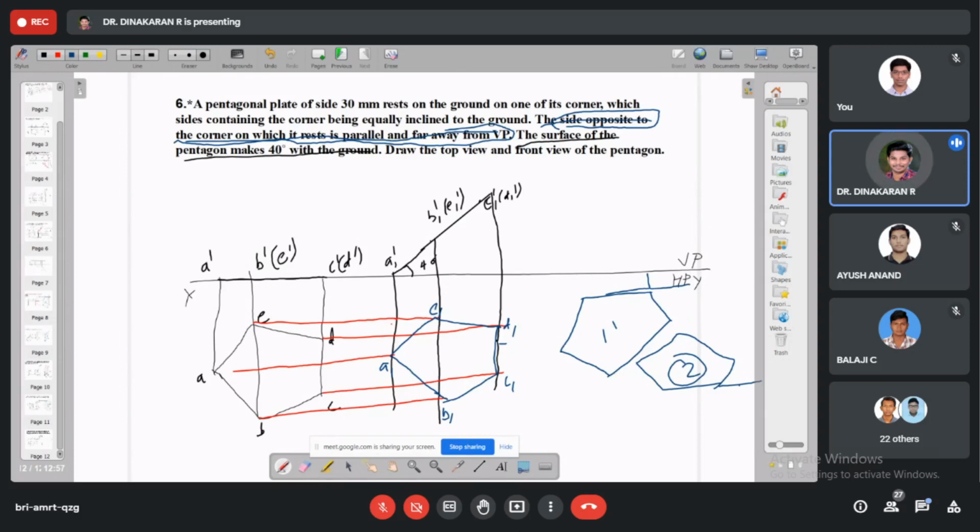The side opposite to the corner. You understand the question or not? Which one is nearer? The first pentagon is near or the second pentagon is near? The edge opposite to the corner. This is the opposite corner. C1 D1 is the opposite edge.